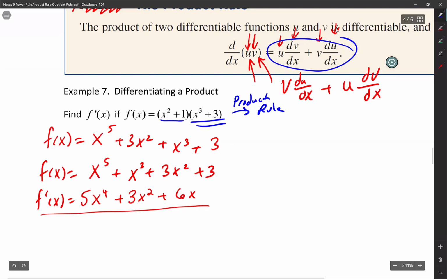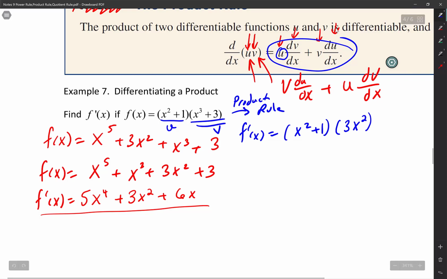All right, product rule. I'm using this. I'm going to write f prime of x. It says to leave the first alone, so I'm going to call that u. I'm going to call the double underline v. So I leave the first alone, x squared plus 1. And then it says dv dx, the derivative of the second. The derivative of x cubed plus 3 is just 3x squared.